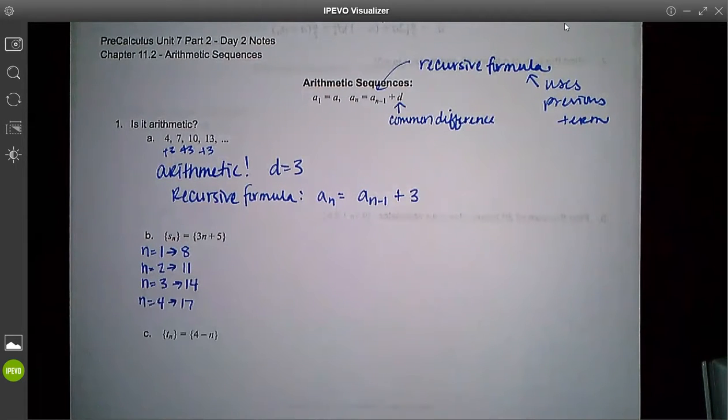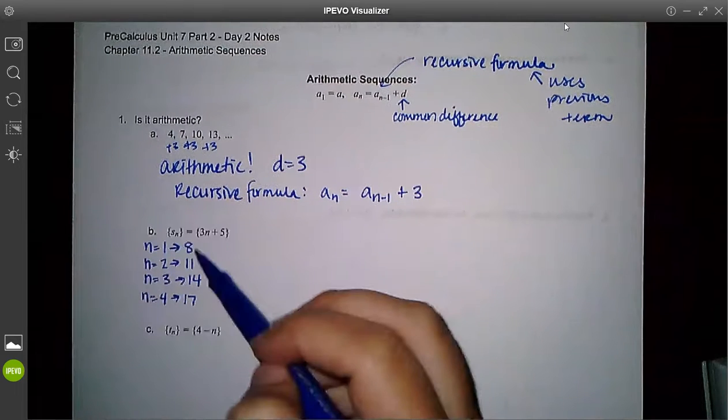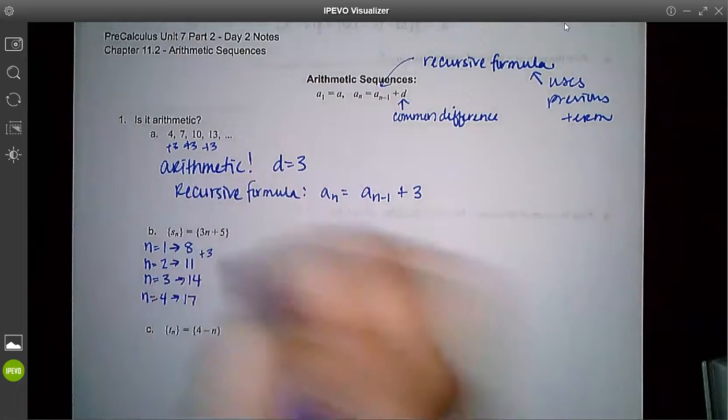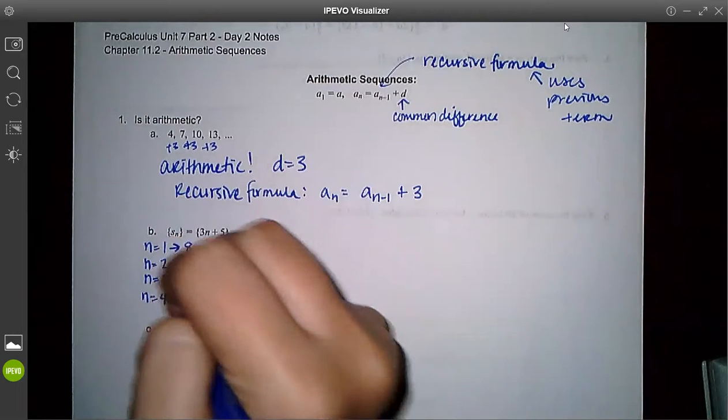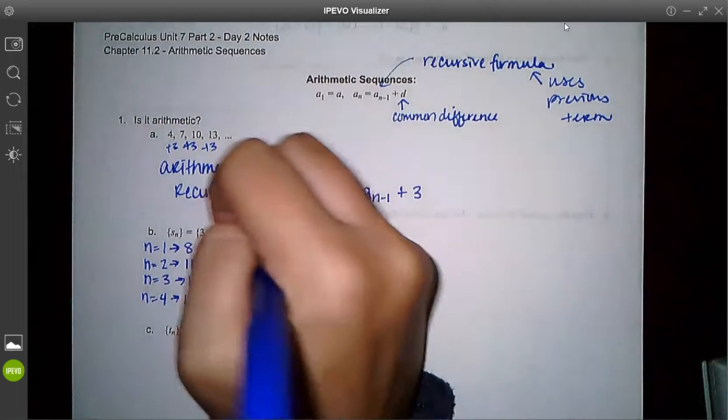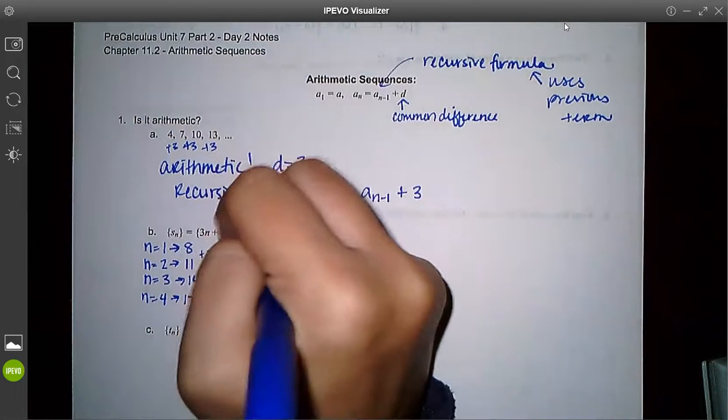So the easiest way, outside of knowing that a linear equation is arithmetic, is by looking for your common difference here. You're adding 3 there, you're adding 3 there, you're adding 3 there. If you keep looking, you're going to keep adding 3. So my common difference is 3, and this is arithmetic.